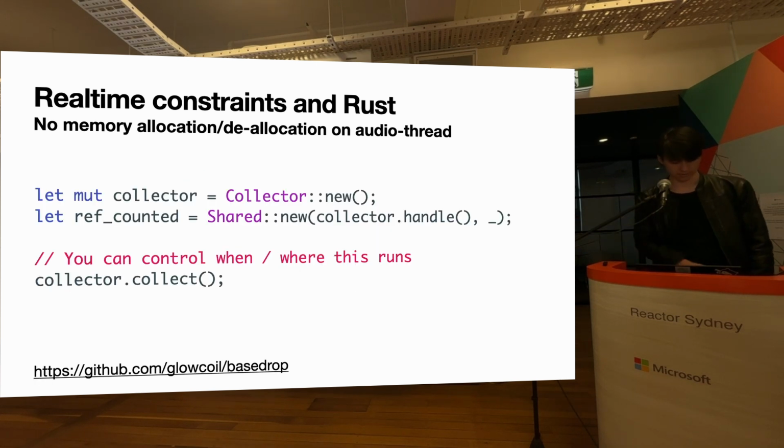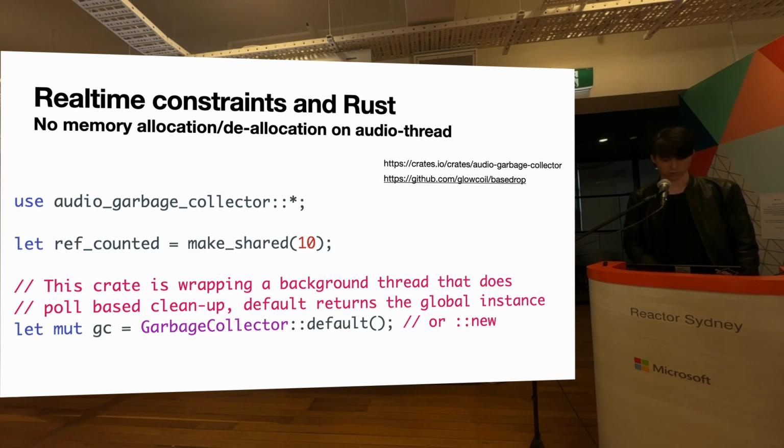And there is an implementation of this by Micah Johnston, or glowcoil, on GitHub. He implemented a library, a crate called basedrop, that implements this idea. So you have a collector object, and then you have smart pointers. Shared is like Rc, but when it's dropped, it doesn't actually get dropped. It just gets pushed to a lock-free linked list, and then when you call collector.collect, it's actually going to get dropped. So this way you can control where it gets dropped and when.